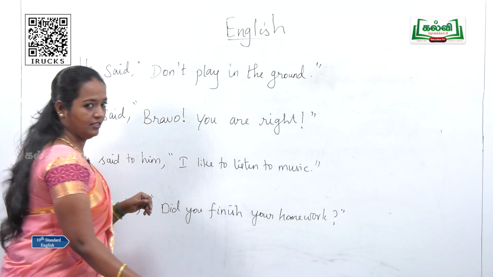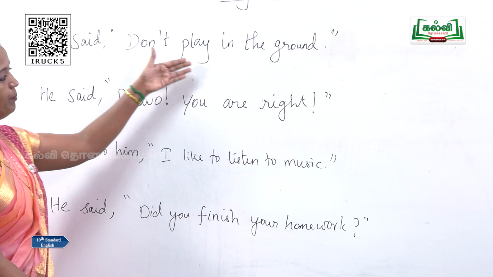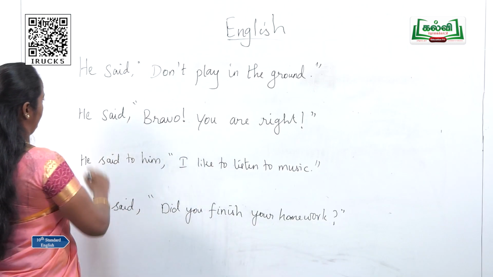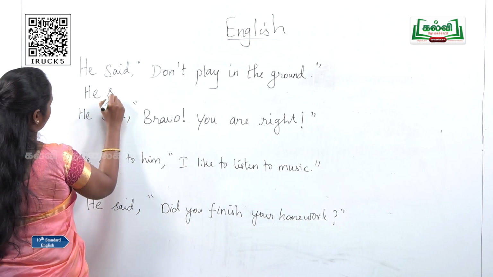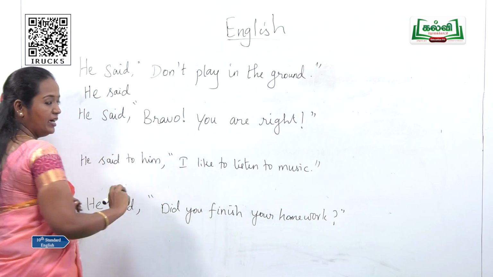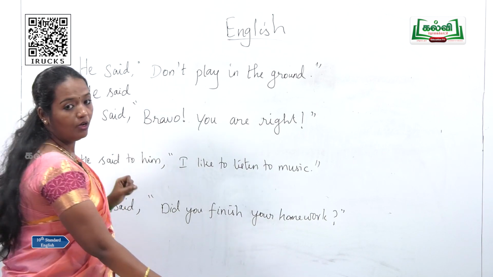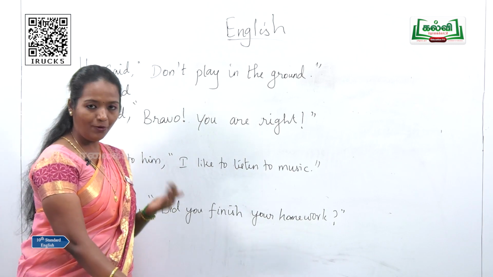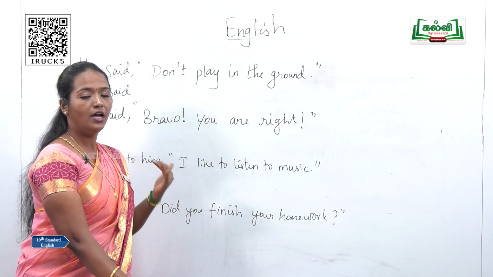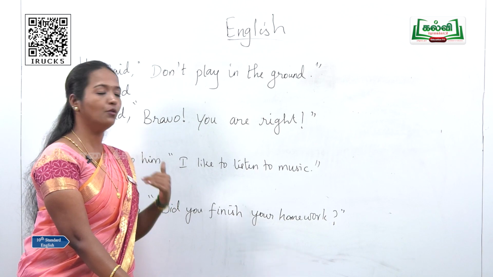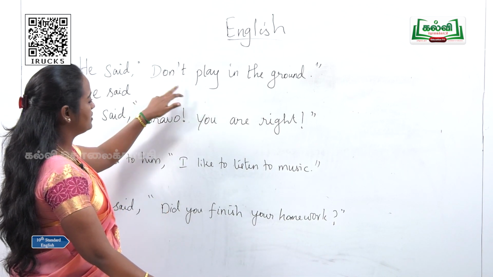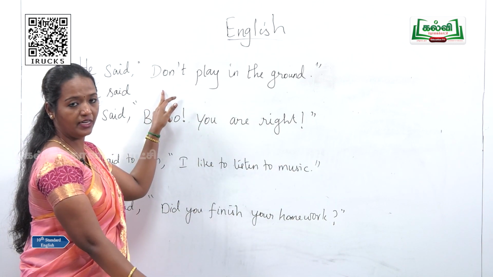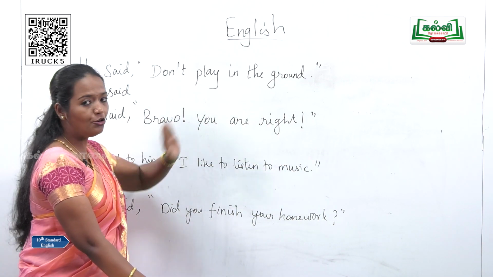Now look at these sentences. He said, "Don't play in the ground." So what type of sentence is this? Imperative. So when you change it, he said, imperative sentence, I told you the linker that you are going to use is to or not to. If it is a positive sentence, you are going to use to, and if it is a negative sentence, you are going to use not to. Now look at this sentence. "Don't play in the ground." Is it a positive sentence or a negative sentence? They are asking them not to play in the ground.